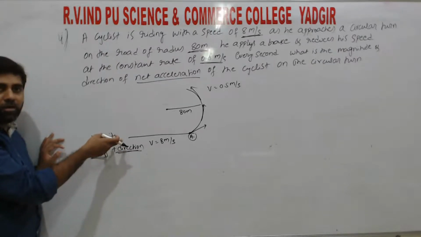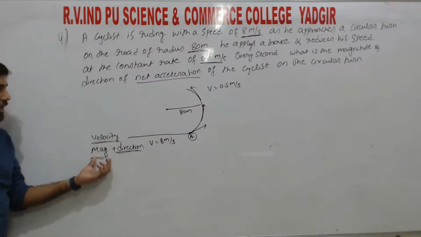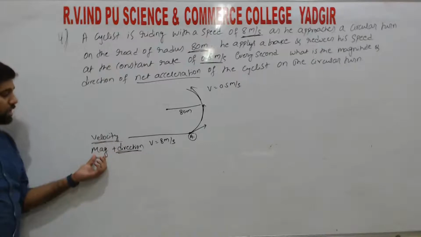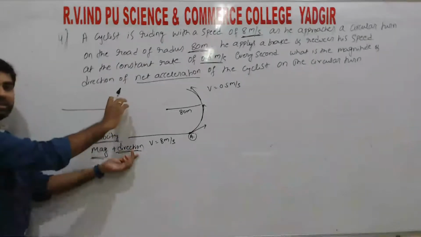One is variable velocity, another one is uniform velocity. In uniform velocity, the object or particle moves with a constant magnitude in the same direction. That means the object is moving in a straight line, right?